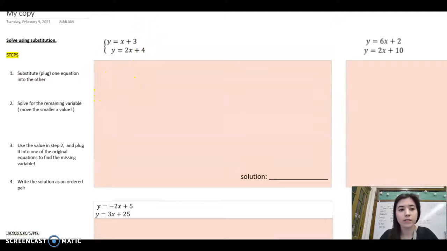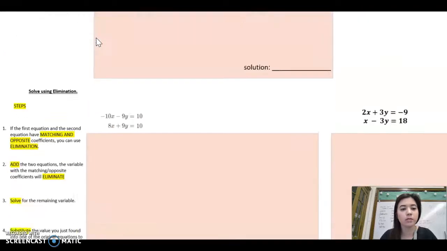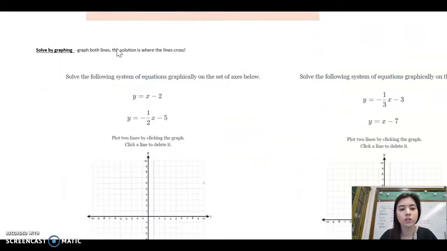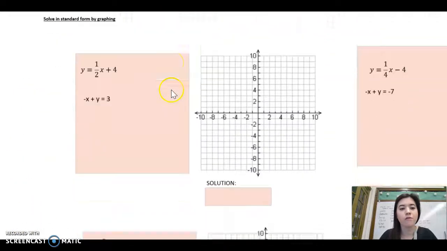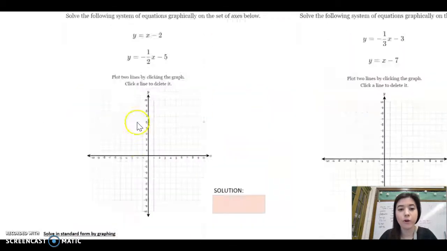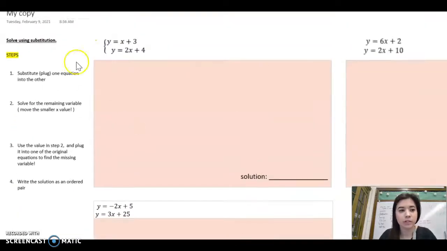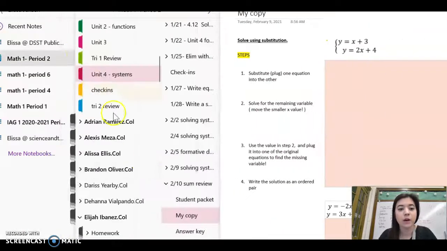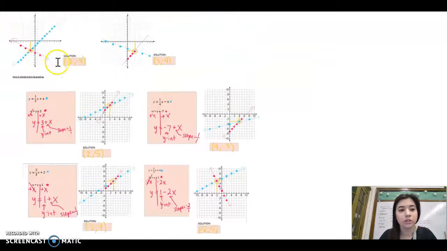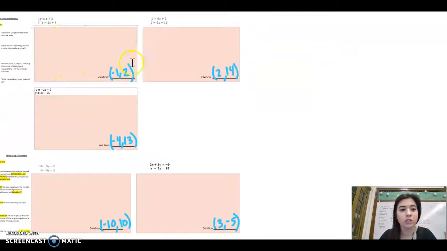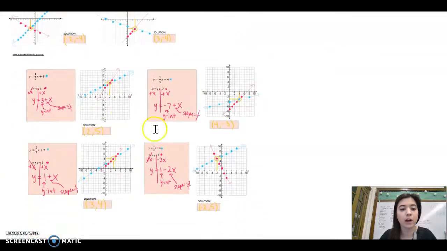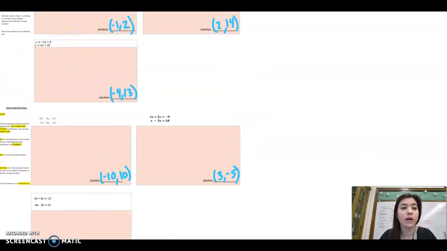Basically how it's going to work is I'm going to model one for you of substitution, one for elimination, one of regular graphing, and then one in standard form. And then it is up to you to do the rest. You do have the answer key to check your answers. The sub and elim problems, you have the ordered pair, and the graphs I kind of explain why.